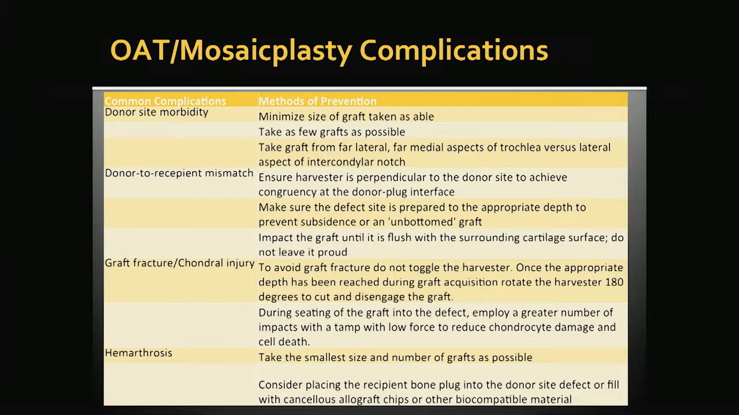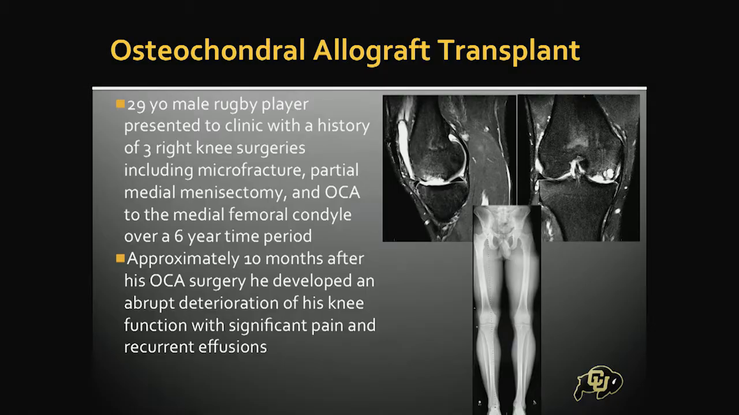Another common complication is donor-to-recipient mismatch, and this has to do with whether the harvested graft is not congruous with the articular surface of the defect. Finally, graft fracture, chondral injury, and hemarthrosis are other common complications.